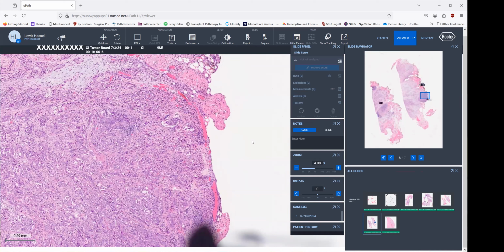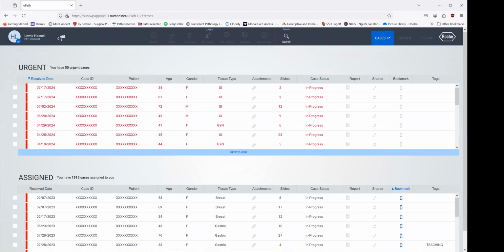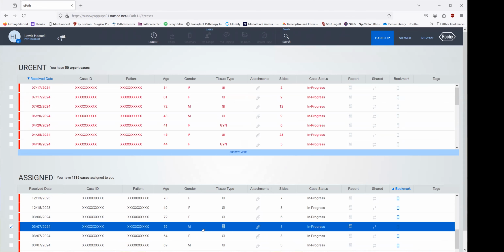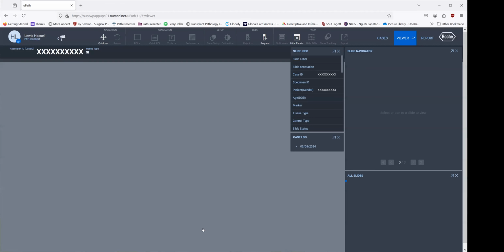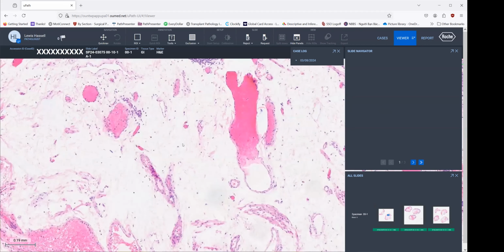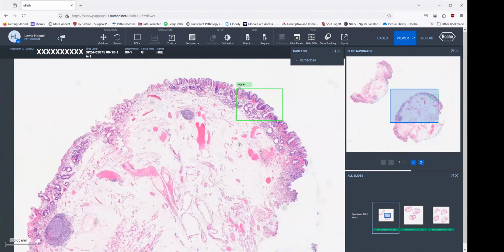So let's see if we can find our other case here. And maybe we'll just pick a couple of additional slides from our recent cases. I've marked these as interesting cases, and so we will presume that there's something to be learned from them.